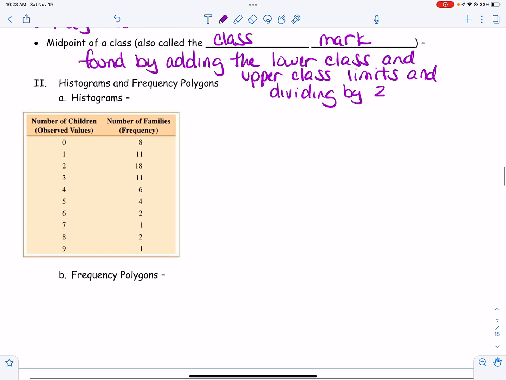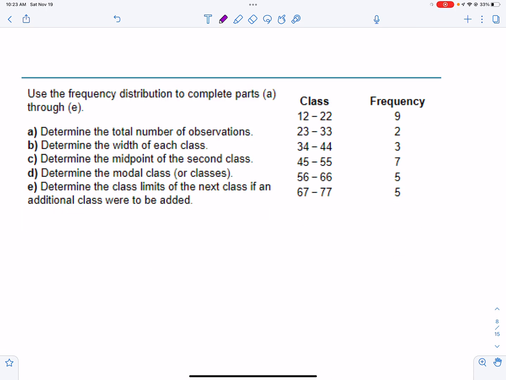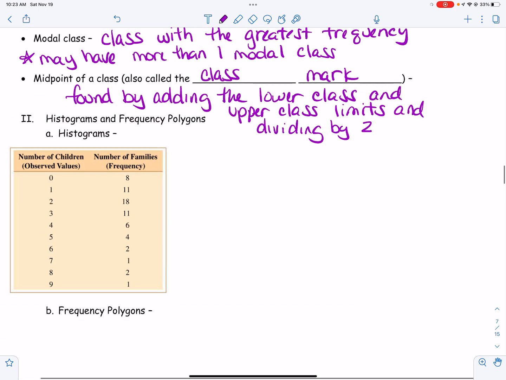So we're actually going to look at this problem here. We're going to look at these number of values that we talked about on that first page, and we're going to make both a histogram and a frequency polygon. But going back to the midpoint of a class, or the class mark, I'm going to look at the example from the other page.